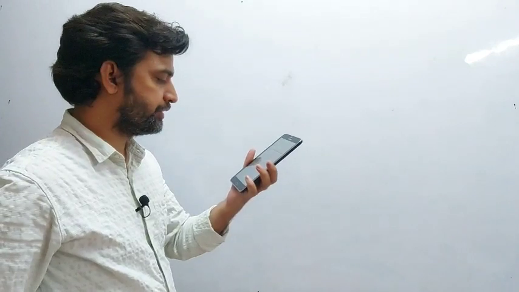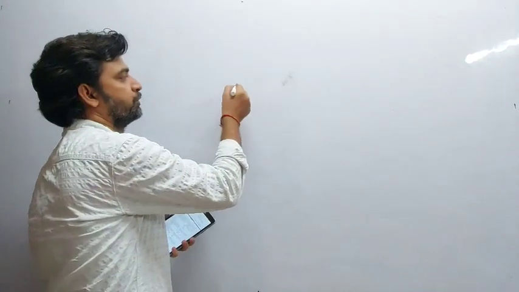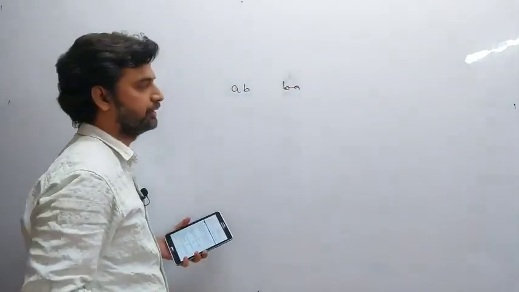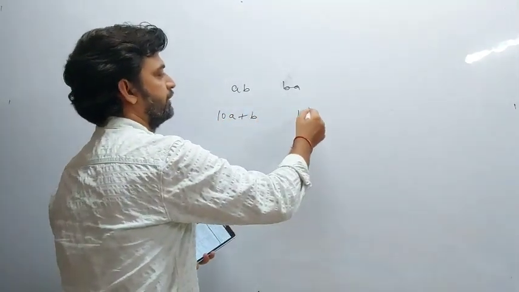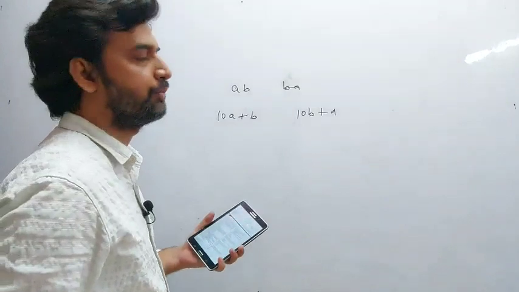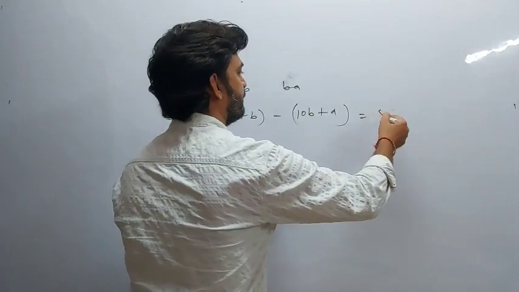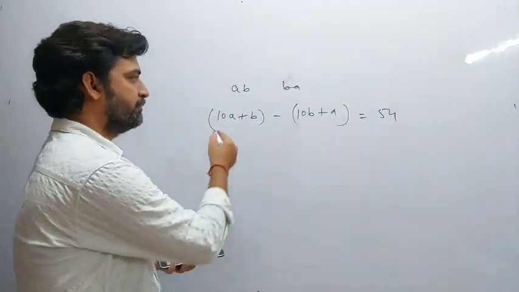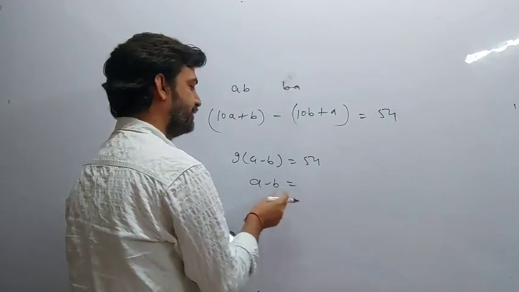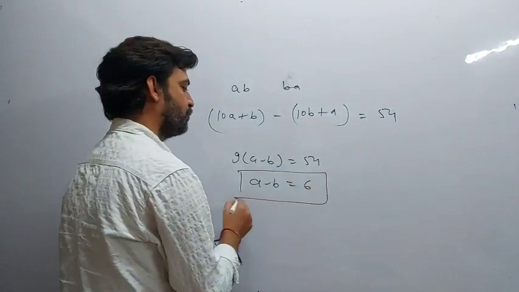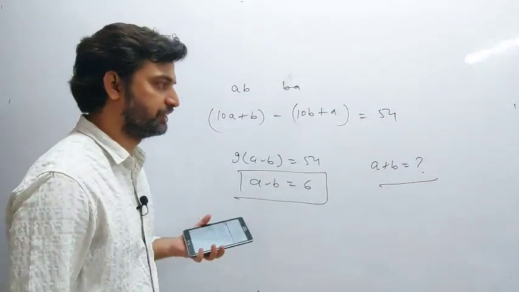The difference between a two-digit number and the number obtained by interchanging the position of the digits is 54. So AB and BA are the two-digit numbers. The number is written in the form 10A plus B, and this is 10B plus A. This is the written form of the numbers. The question says the difference of these two numbers is 54. That means 9 into A minus B is equal to 54, so A minus B, the difference of the digits, is 6. Now the question asks how we can calculate A plus B, the sum of the digits.